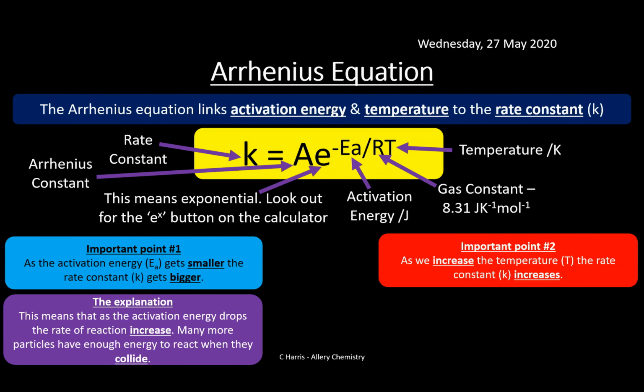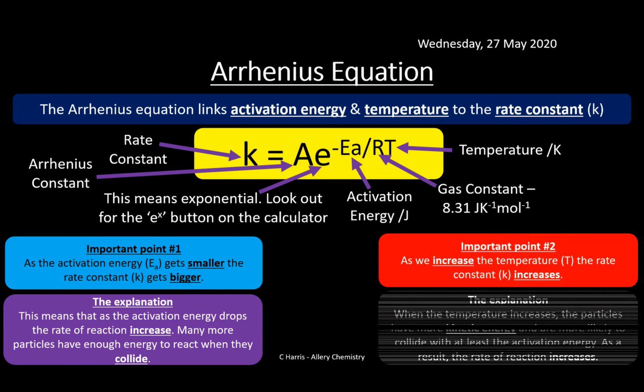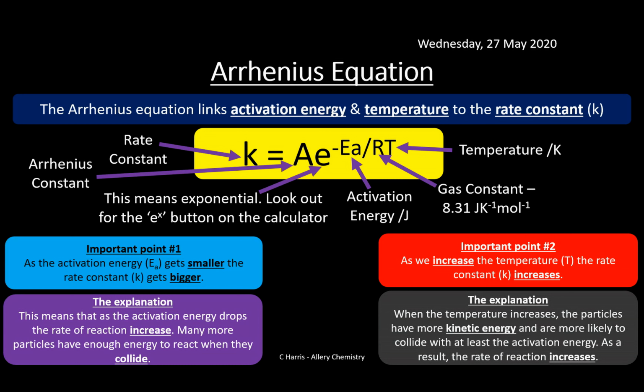The second important point is that as we increase the temperature T, the rate constant K increases. The reason why is that when the temperature increases, the particles have a lot more kinetic energy, so they are moving around with a lot more energy. They've got a higher chance of successful collision, and so they are more likely to produce your product much quicker. Therefore the rate constant K increases as a result.